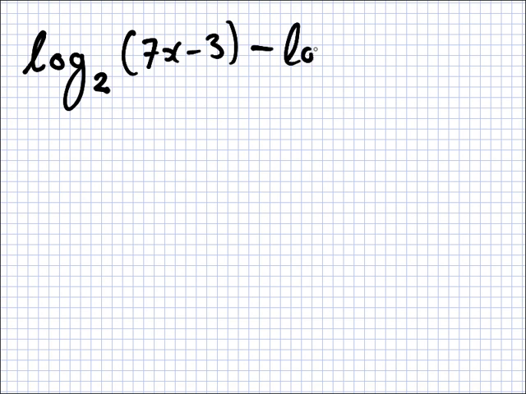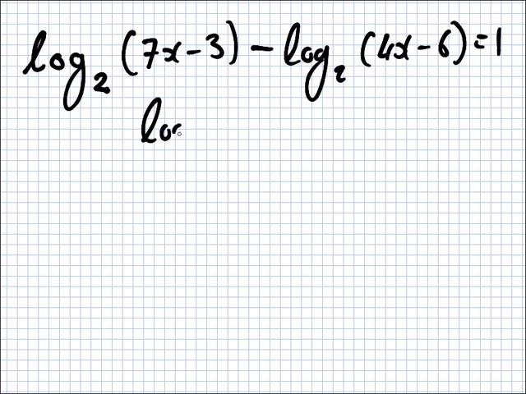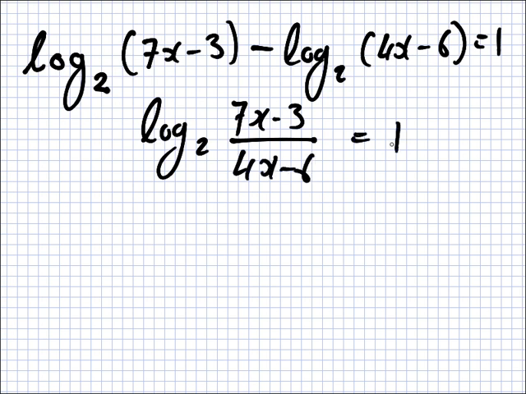Now, suppose you have something like log base 2 of (7x minus 3), minus log base 2 of (4x minus 6), equals 1. Good news, bases are the same. So that's nice because it means I can do this: log base 2 of (7x minus 3) over (4x minus 6) equals 1.